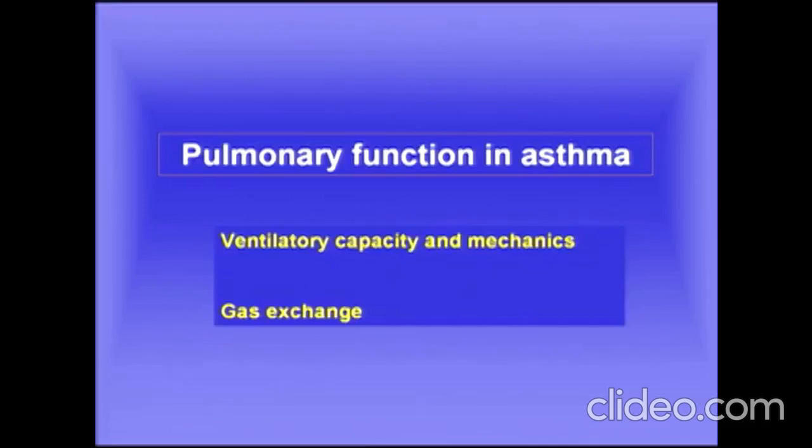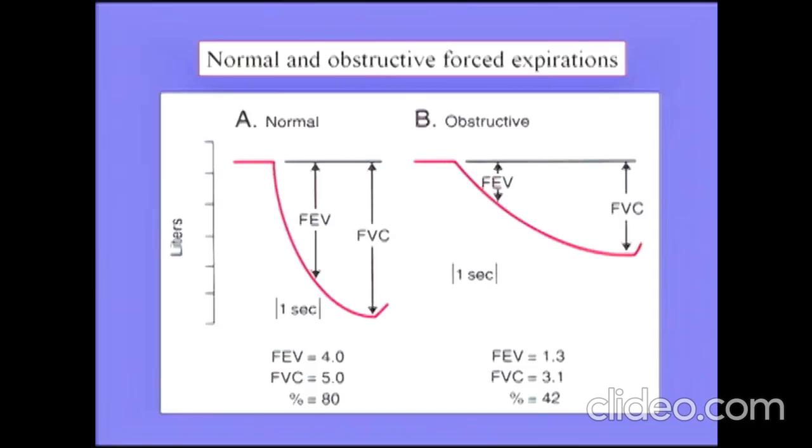Let's turn to pulmonary function in asthma. And of course, the main problem with asthma is the change in ventilatory capacity and mechanics. There are also changes in gas exchange that I'll talk about briefly, but it's the mechanical function, the airway obstruction, which is responsible for most of the distress and the limited activity in asthma. And of course, that can be demonstrated using a forced expiration. And in fact, the forced expiration, the measurement of the FEV and the FVC, are critically important in asthma, particularly in the assessment of the value of bronchodilator drugs.